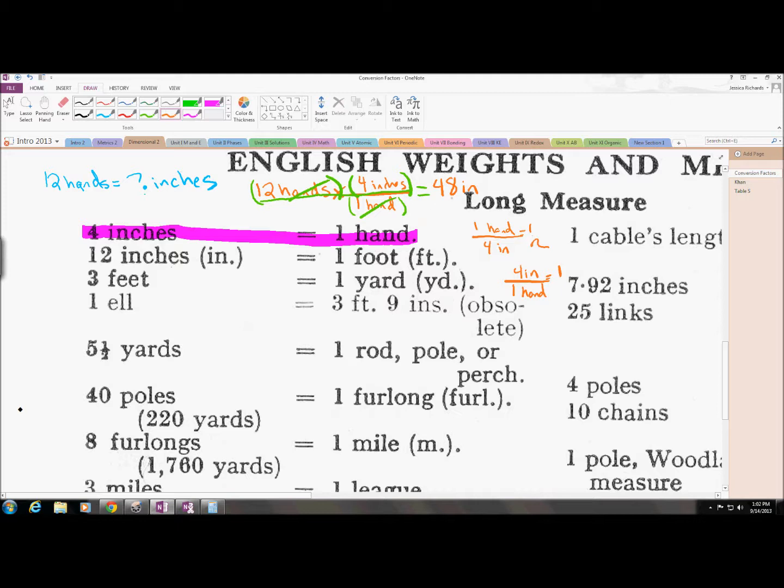Well, you already know this one in your head, and you already know that in order to turn inches into feet, you're going to divide by 12. The reason that works is because every 1 foot equals 12 inches, and then our inches cancel, and what you end up with is 48 times 1 foot over 12, because notice the inches canceled. So 48 divided by 12 gives me 4 feet.